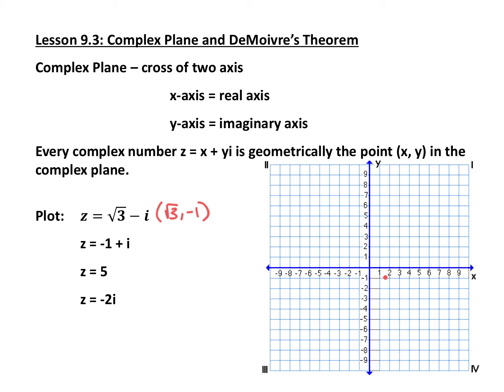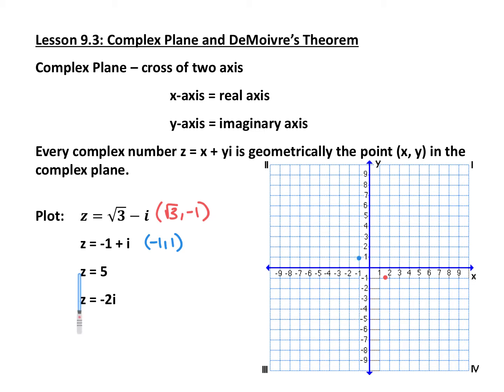So try the next one. Plot the point z equals negative 1 plus i. So the first point here, root 3, negative 1, is down here. Then the next one is the same thing as negative 1 comma 1, because it's 1i. So I plot the point negative 1, 1.